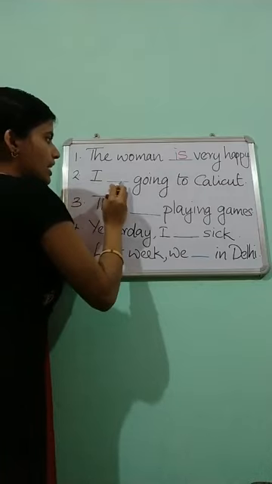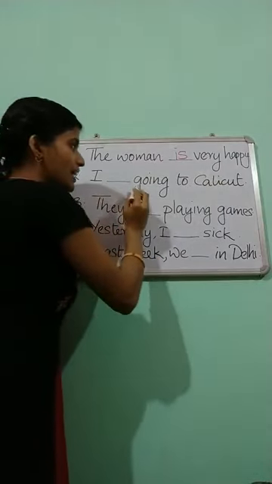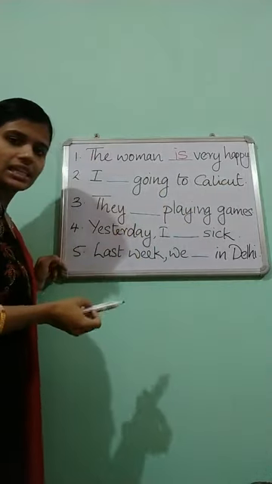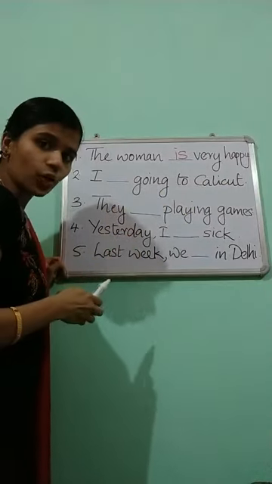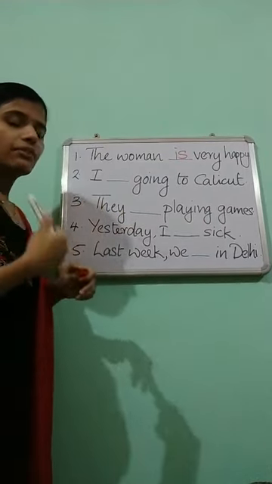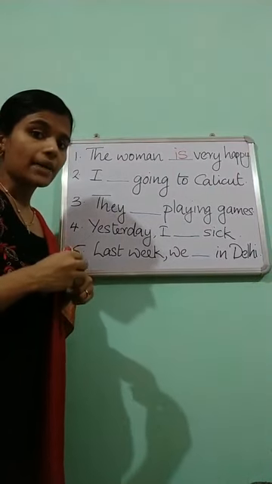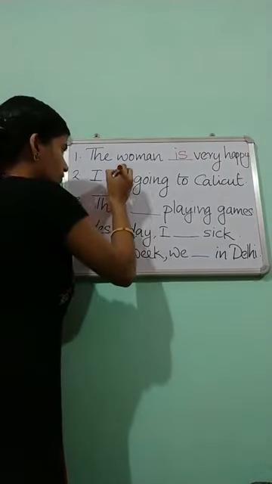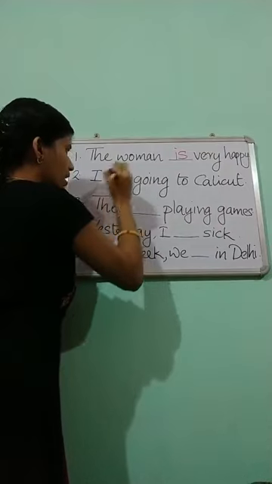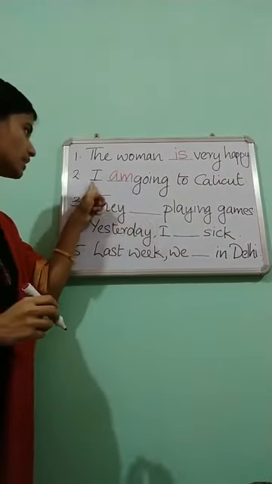Second one. I dash going to Calicut. I dash going to Calicut. You can write down these sentences in your notebook. Which is the auxiliary verb that we can use after I? Am. I am. Okay. We always use am after I. Okay. Am should be used only after I.